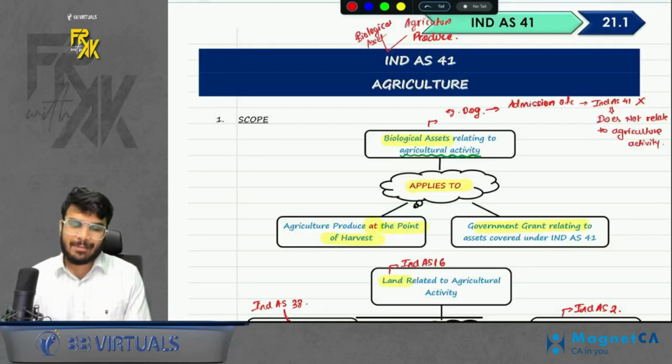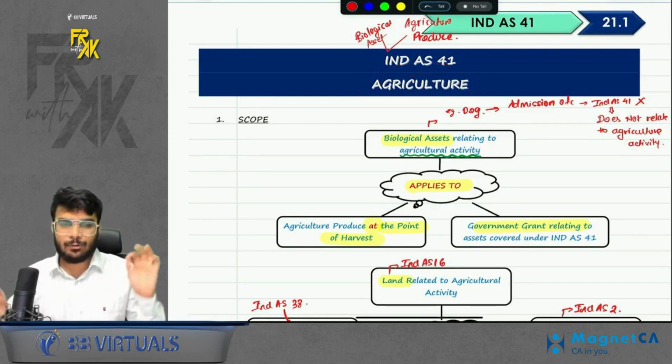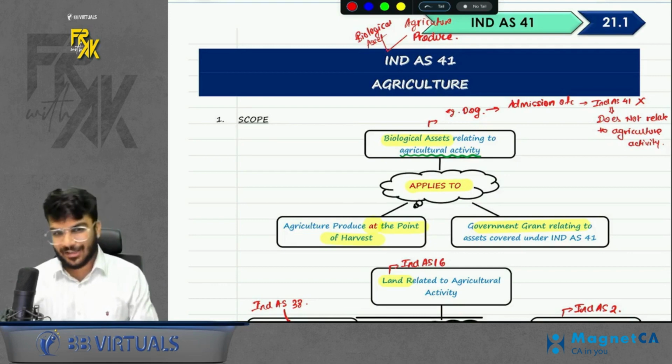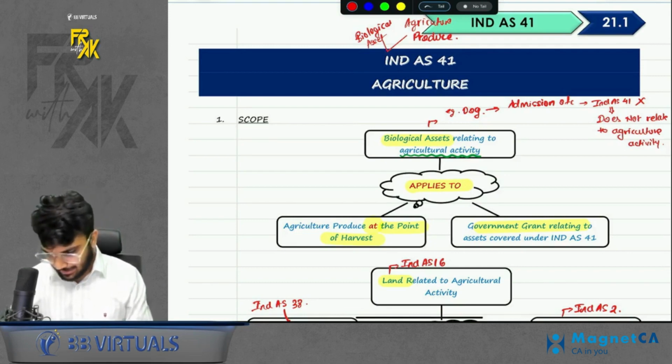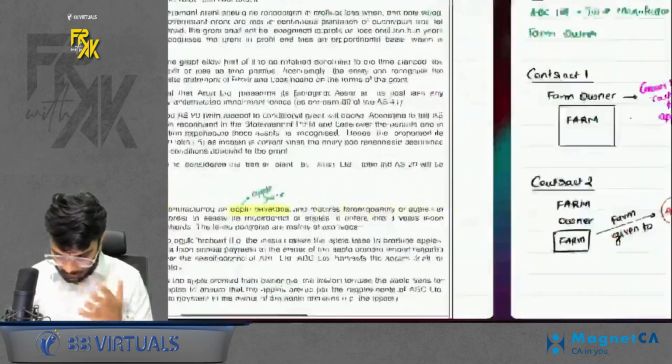So welcome everyone to this revision session on Ind AS 41, where we will try to revise the concepts and the questions of Ind AS 41. A very easy Ind AS. Let's try to revise this. Also, I will use the help of my board notes.